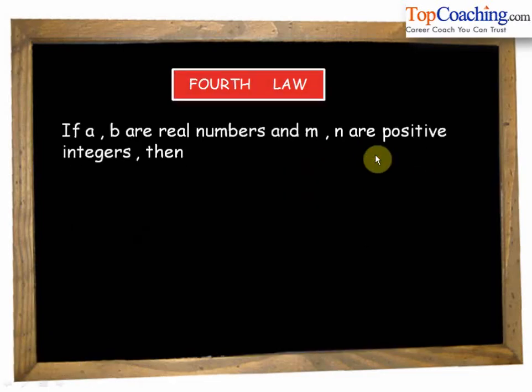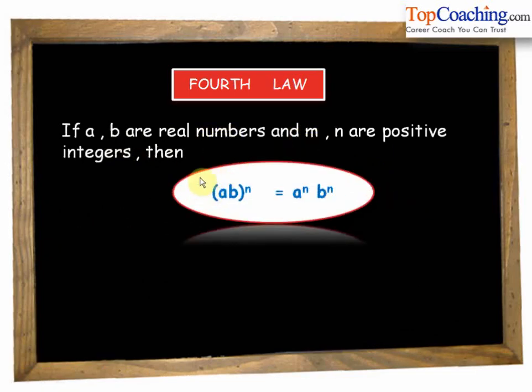The fourth law says that if a and b are real numbers and m and n are positive integers, then (ab) to the power of n is equal to a to the power of n into b to the power of n. So this is one of the very important results. If we have any two numbers a and b and we have to take the exponent n of the product of these two numbers, then it could be individually written as a to the power of n into b to the power of n.